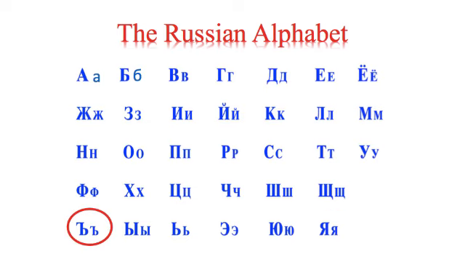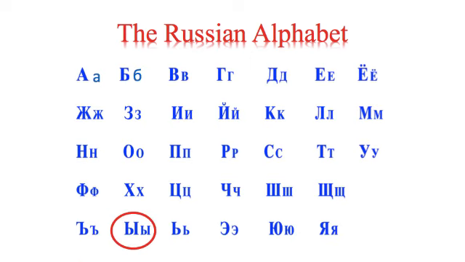No sound, hard sign. U, no sound, soft sign. E, two sounds. U, u. Two sounds. Ya, a. I hope you have about half of the alphabet memorized now.